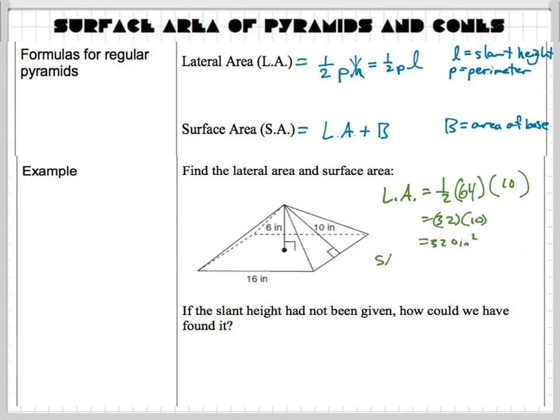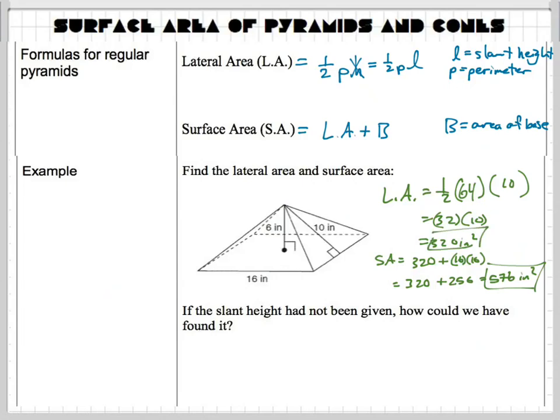What about our surface area? How do we do that? Well, we're going to take 320 and we're going to add the area of the base, right? What is the area of this base right here? 16 times 16. Let's write it out and be thorough. So 16 times 16 is 256. So plus 256. And if I add that to 320, I get 576. Yeah, I agree. Inches squared. That is your surface area, and that is your lateral area.